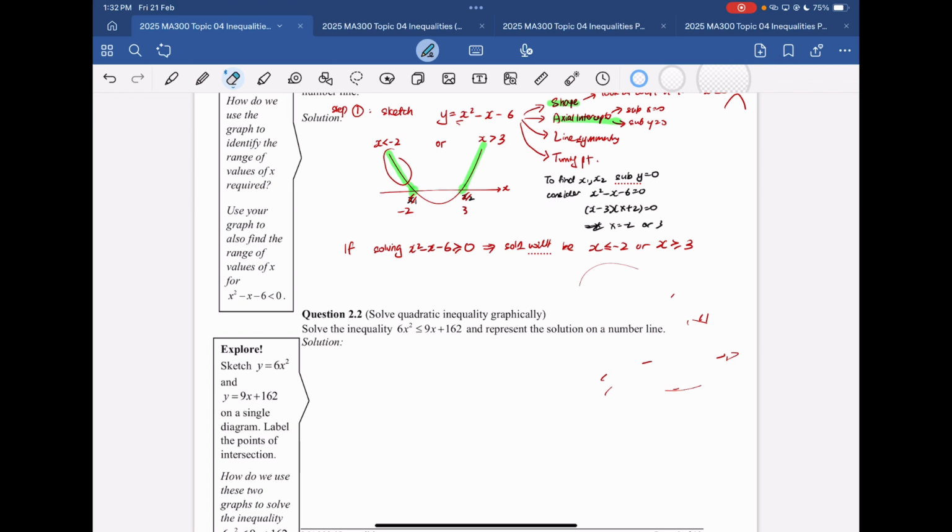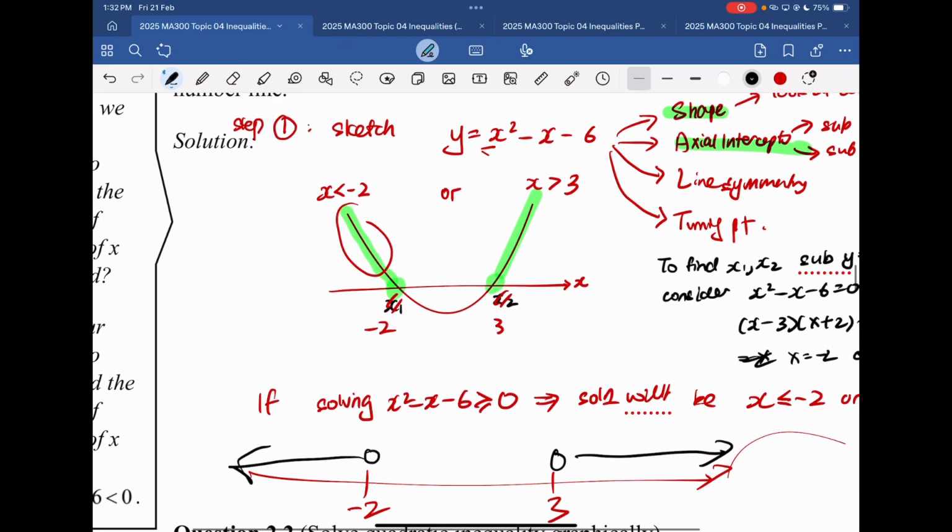So from here, can you represent it on the number line? Easy, right? So from here, what's the number line? Very easily, you see, minus 2, 3, you draw. Go to the right, go to the left. Can you see it looks very much like the graph? Go to the left, go to the left. Go to the right, go to the right.